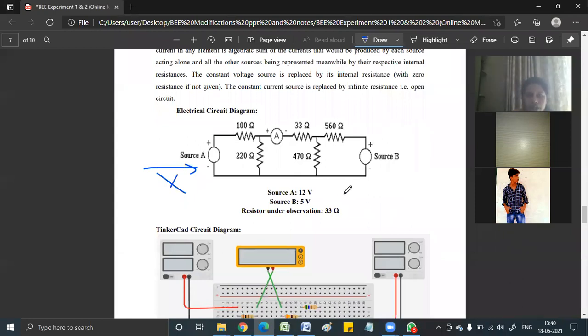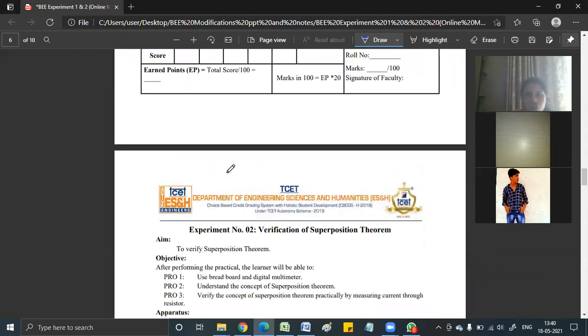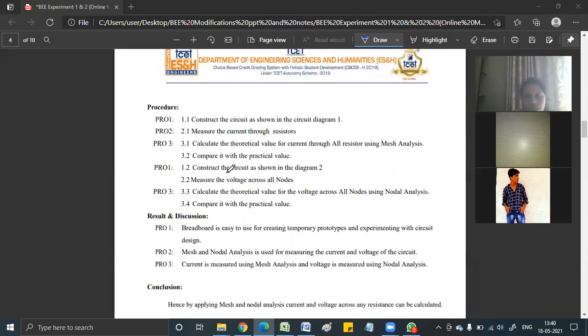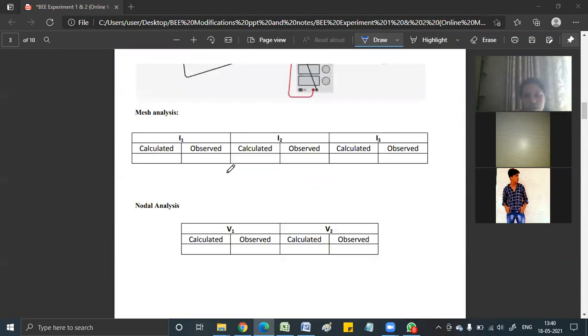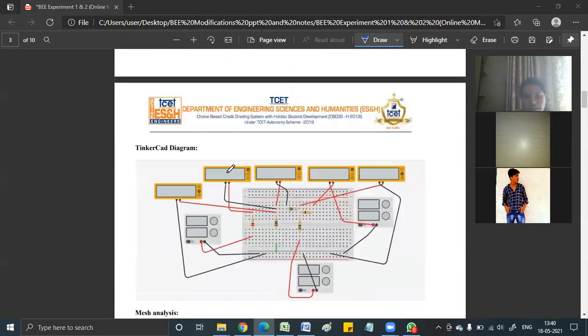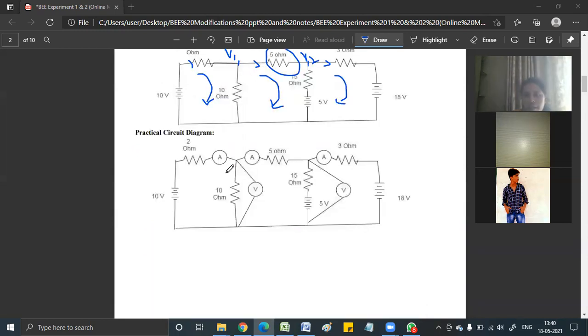We are going to take the first circuit itself, and we are going to find out the current through the 5 ohm resistor using the superposition theorem. Is this clear to you all? And we should be getting the same result that we got via mesh analysis. Am I clear with this?